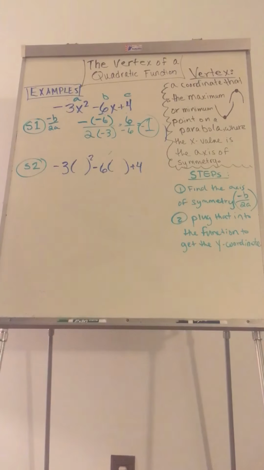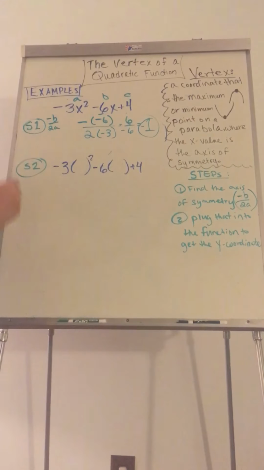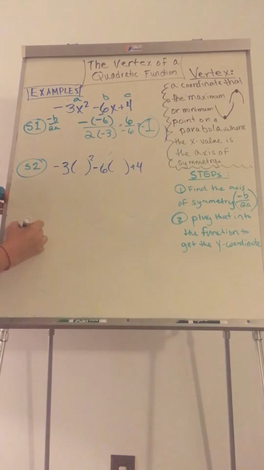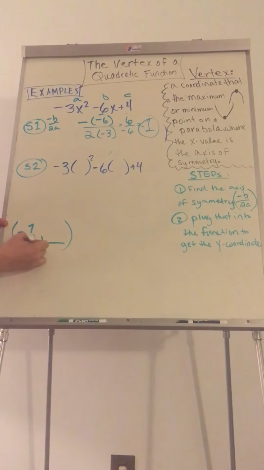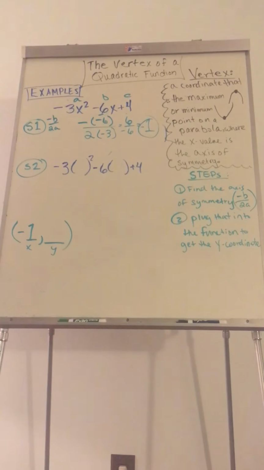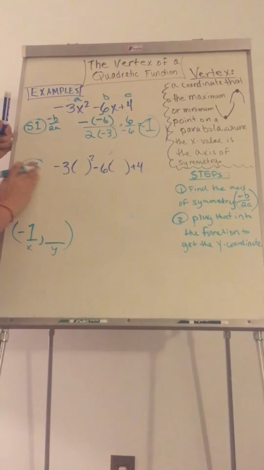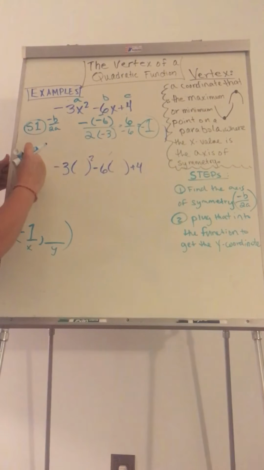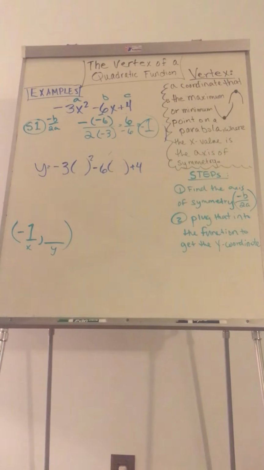Now, this is also our x value of our vertex. I'll write this down here: negative 1 comma something. This is our x value, that's our y value. So now we have to go about finding the y value. Well, we know that the function is written as y equals negative 3x squared minus 6x plus 4. So if we plug in a number here, that will give us the y value.